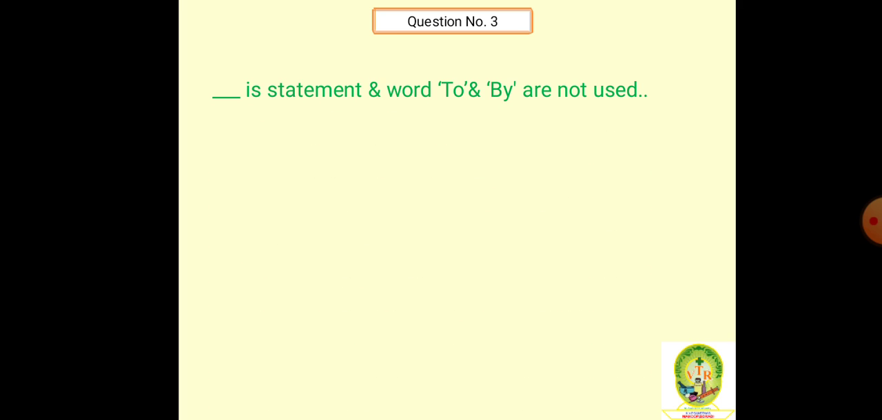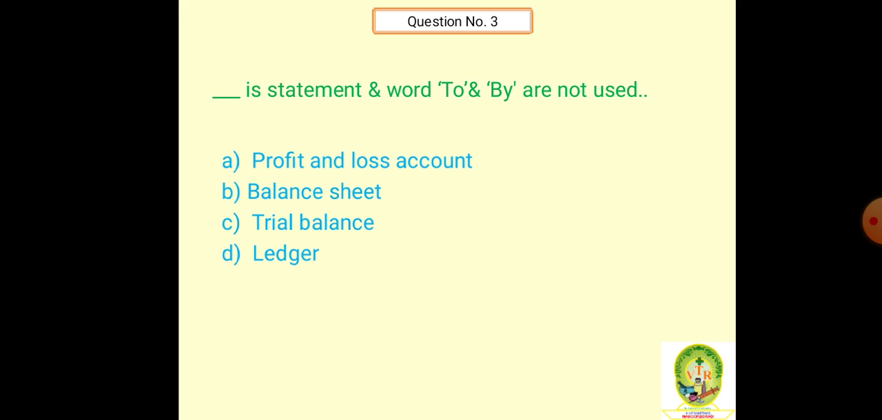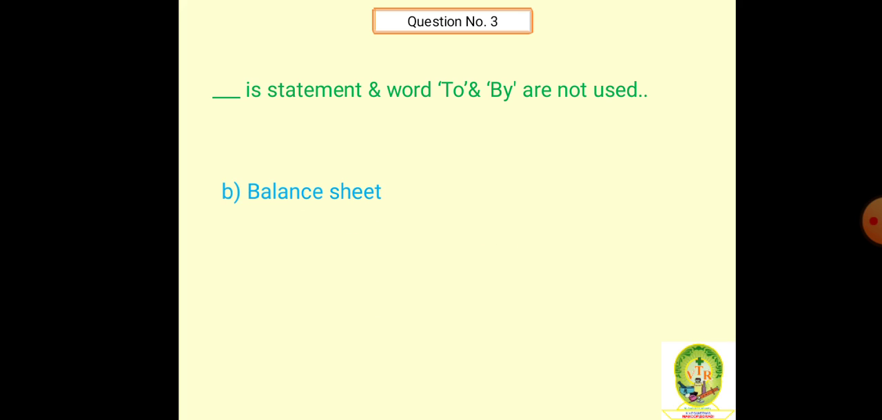Dash dash dash is a statement, and the words 'to' and 'by' are not used. Options are A. Profit and loss account, B. Balance sheet, C. Trial balance, D. Ledger. Right answer is B.